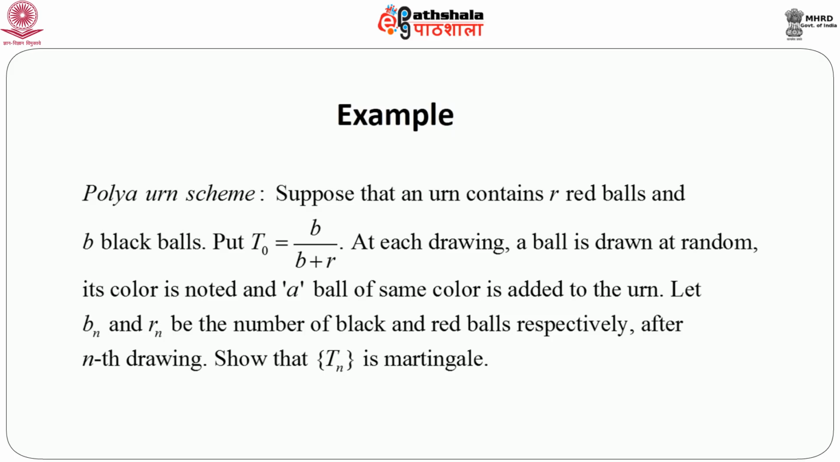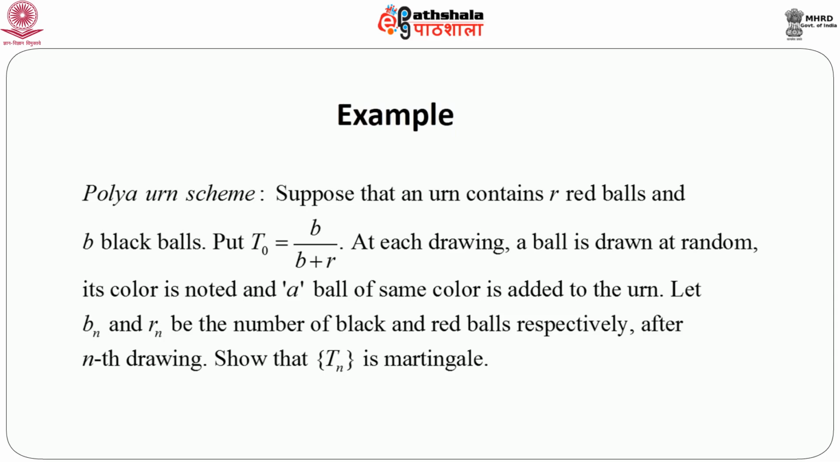Now just to give a feeling, I will discuss two examples. The first example is a famous one. We encounter this kind of problem in probability theory, which is known as Polya's Urn scheme. It says that suppose an urn contains R red balls and B black balls. Consider the proportion of black balls at the very beginning. That means put T0 equals B by B plus R.